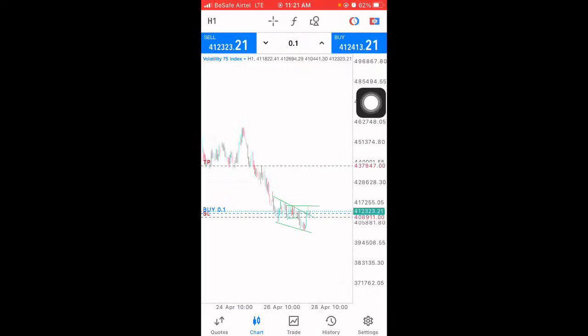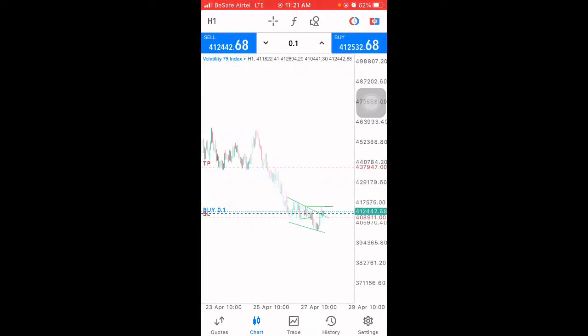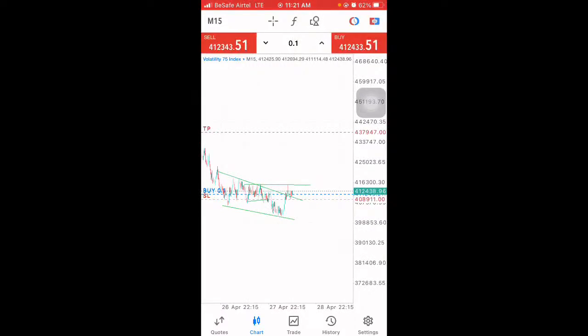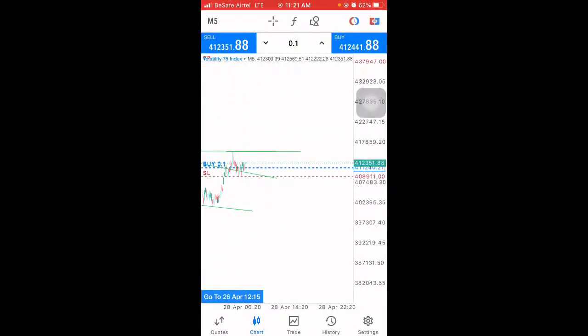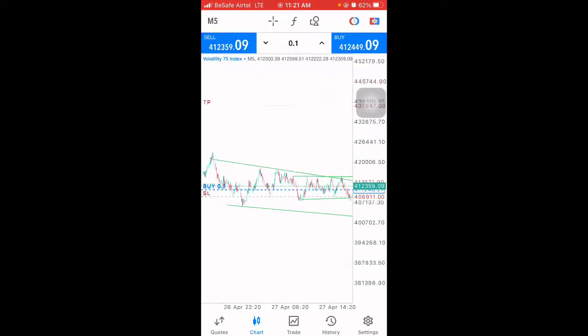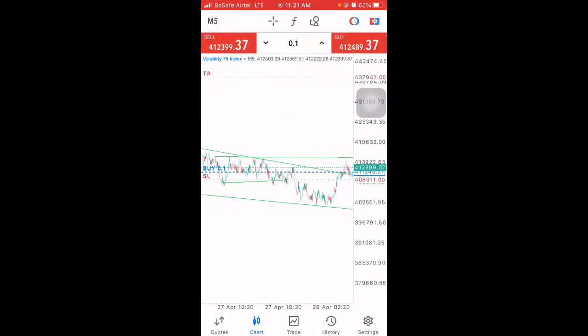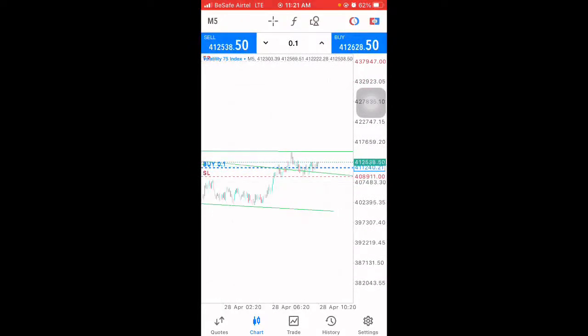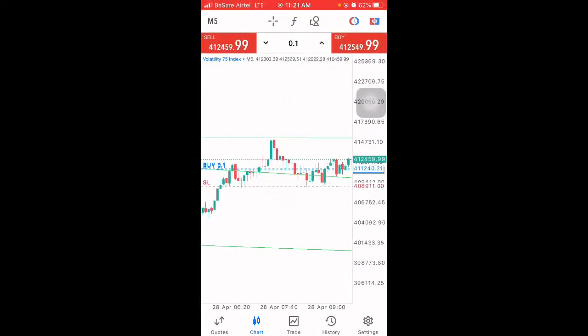confirmed it on the 1 hour time frame, confirmed it on the 15 minutes time frame, probably the same thing for the 5 minutes time frame. Yes, confirmed it on the 5 minutes time frame. The 5 minutes time frame is a bit clearer. You can see where the retest happened and why the market is going back up again.